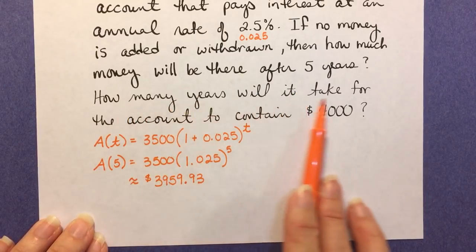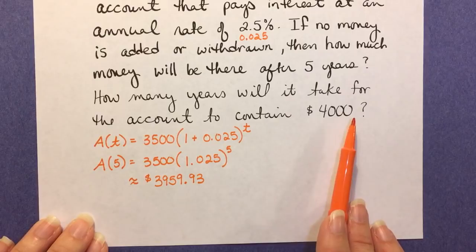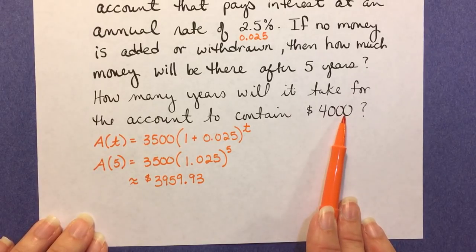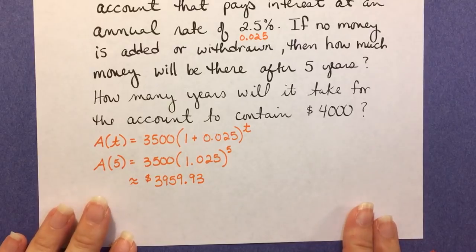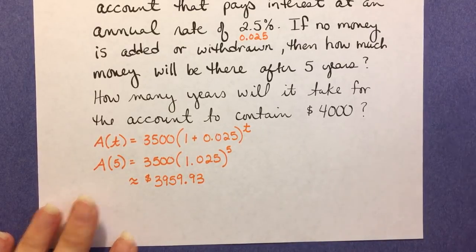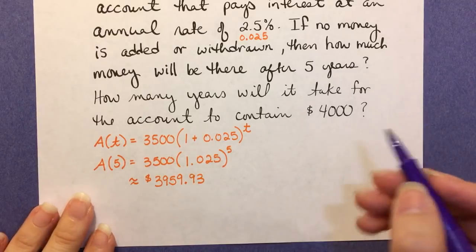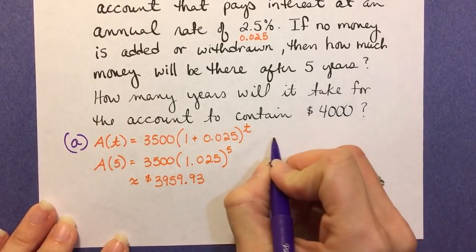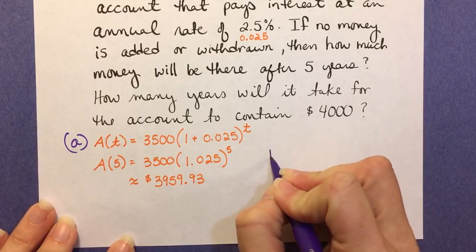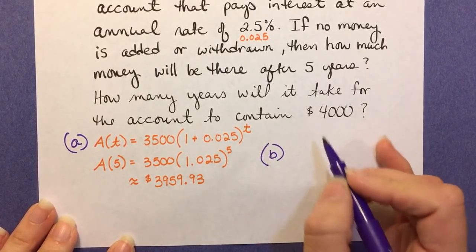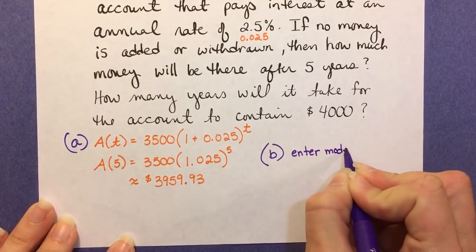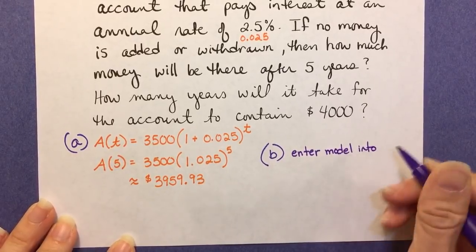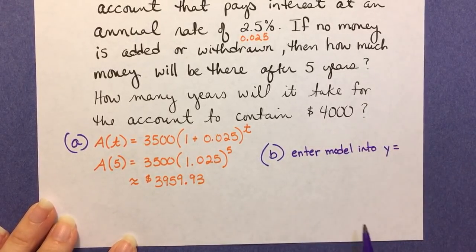Now, how many years will it take for the account to contain $4,000? Okay. All right, so this is answering the second part, which is actually just straight off the calculator. So what I want you to do to answer, I tell you what, I'm going to call this A part. And now B part. Okay. What you're going to do is enter the model into the y equals, like into your calculator, into your y equals.